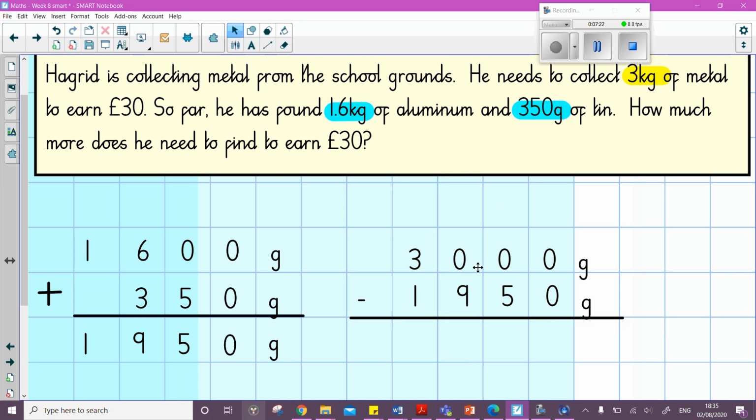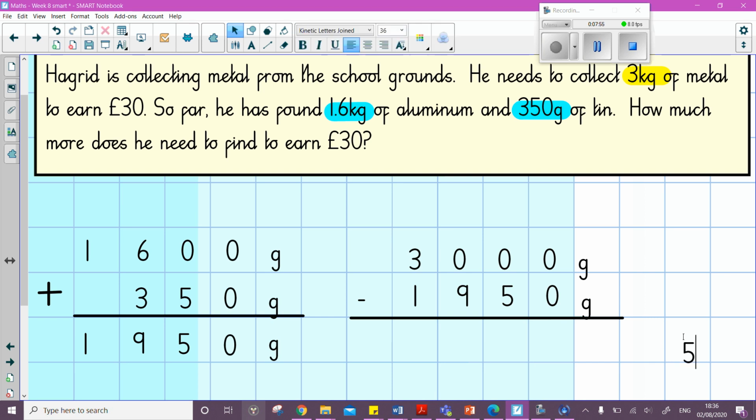Now, looking at this question, I don't think I need to use a written strategy. I think I could count on using my knowledge of tens and hundreds. So if I've got 1,950 here, if I count on in my tens first, I would have 1,960, 1,970, 1,980, 1,990, 2,000. So I need, at the moment, to reach 2,000 grams, I need 50 grams more.